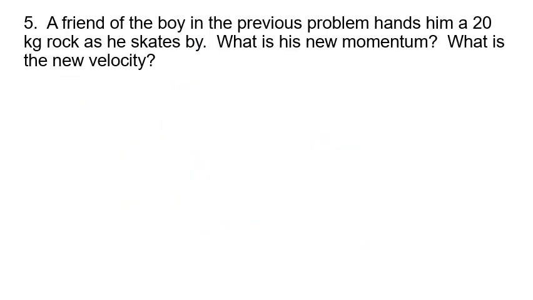Now, let's say that boy on the skateboard is going along and his friend hands him a 20 kilogram rock as he skates by. What is his new momentum? Well, remember that momentum is conserved. So he had 484.5 kilogram meters per second worth of momentum. He still has that much momentum. Nothing has changed. There was no other force. There was nothing else that changed his velocity. He just now has more mass.